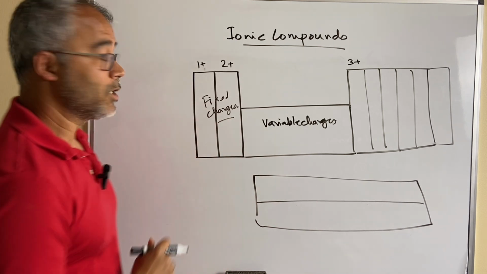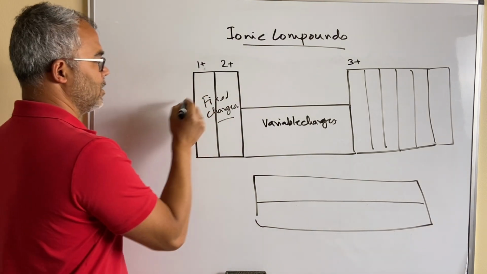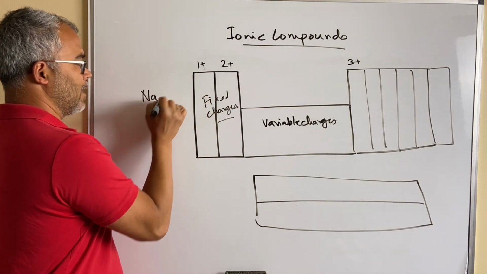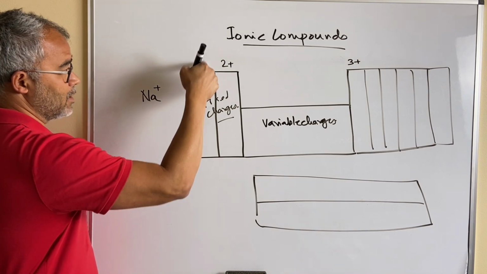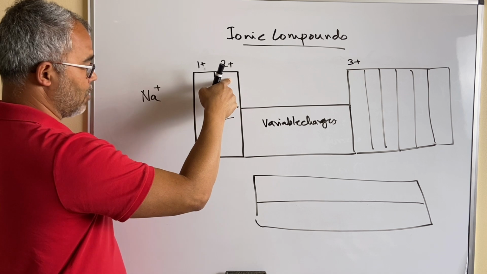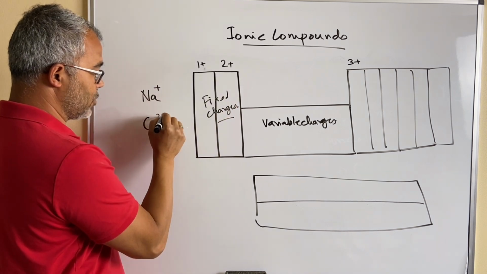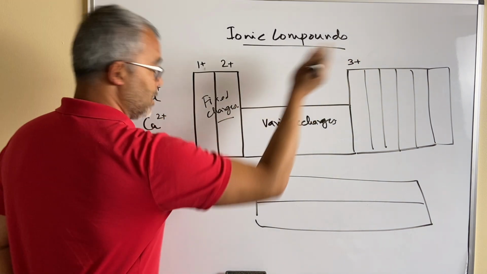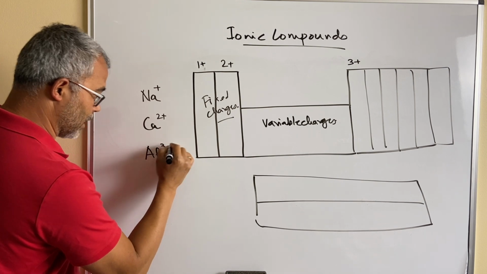When I talk about fixed charges, here are some examples. If I look at sodium, it sits out here in group 1, so that would be Na plus. Out here, I can find calcium, which would have 2 plus. And here, let's say aluminum would have 3 plus.